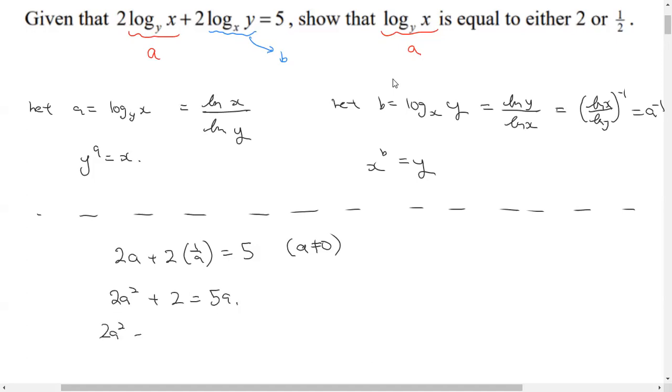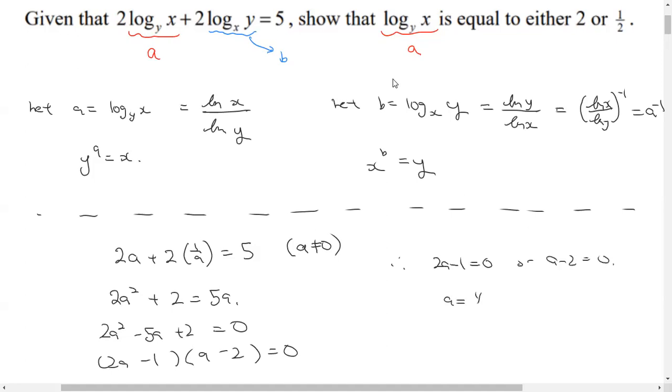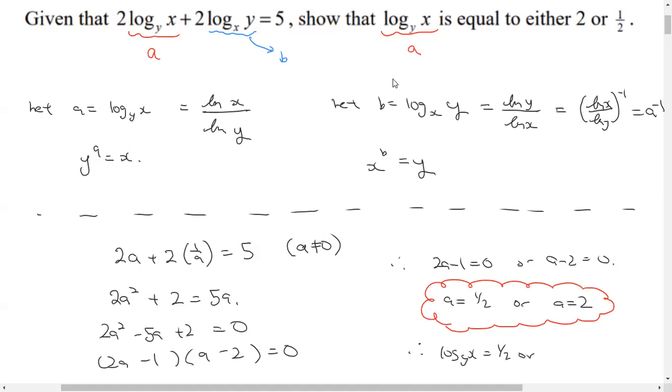move everything to one side, factorize. That seems to be the factorization. We'll double check. 2a squared minus 5a plus 2. So therefore, 2a minus 1 equals 0, or a minus 2 equals 0, giving you a equals a half, or a equals 2. And that's probably all they wanted to see here. And of course, a is what we're after, so therefore, log base y of x is either equal to a half or 2, as required.